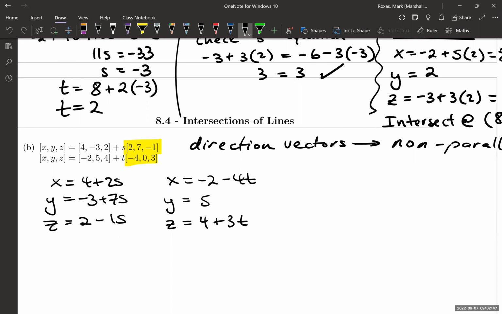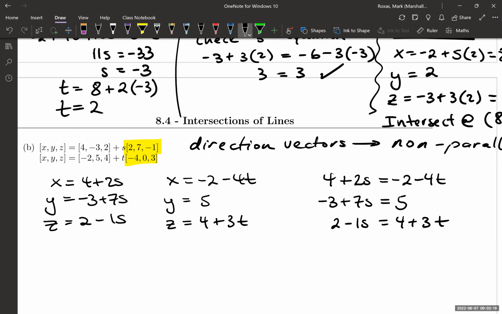And then I can equate them. So if I equate them, my x equations, 4 plus 2s equals -2 minus 4t. Okay. -3 plus 7s equals 5. So that one's a nice one. There's no t in that one already, so I can solve for s directly. 2 minus 1s equals 4 plus 3t.